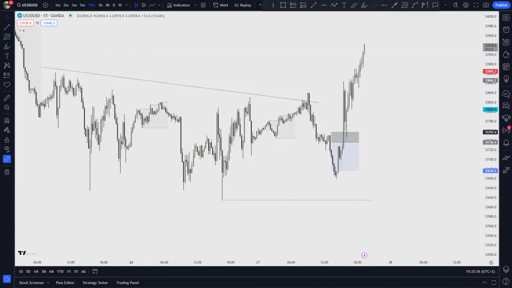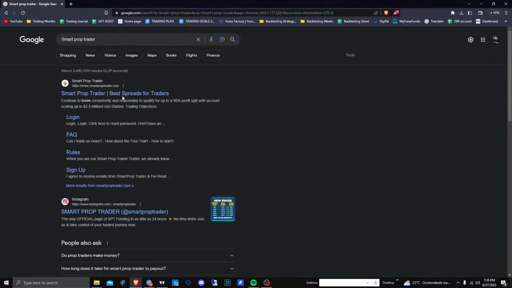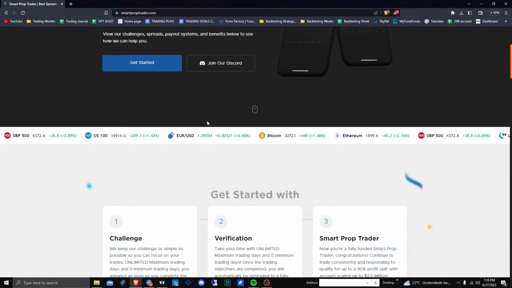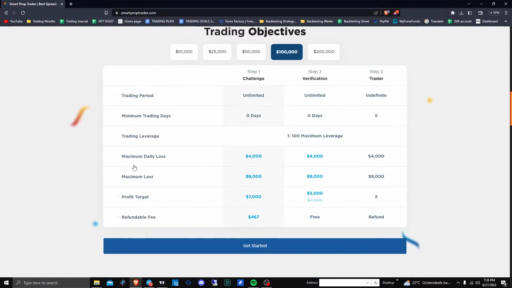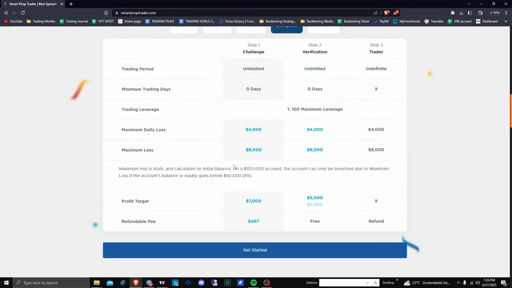Smart prop trader. Check it out. Smart prop trader. Maximum loss 8%. Oh, so it's really tight. It's really tight stop loss. Really tight drawdown.